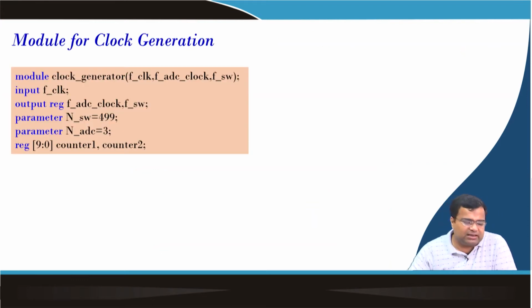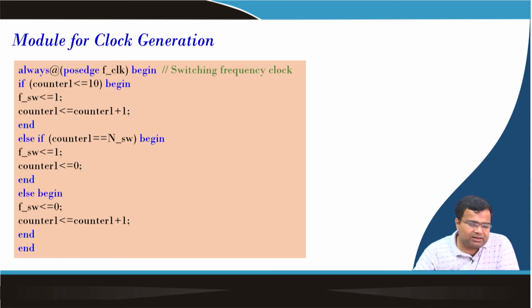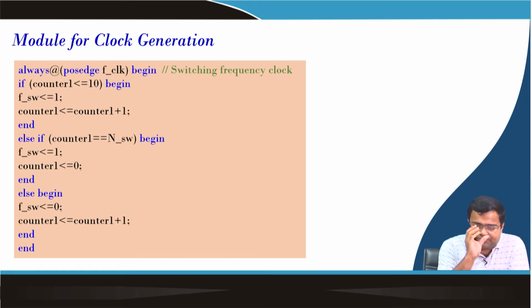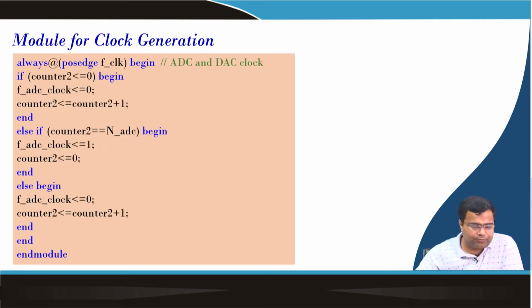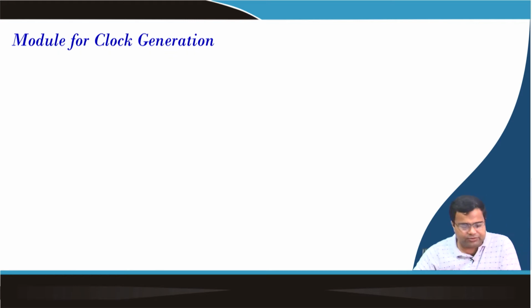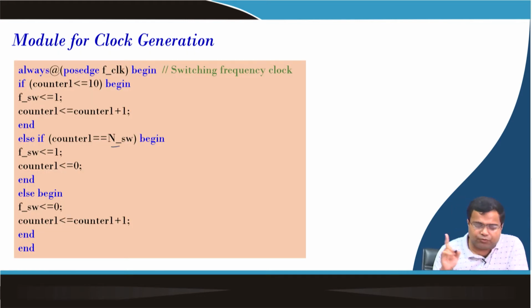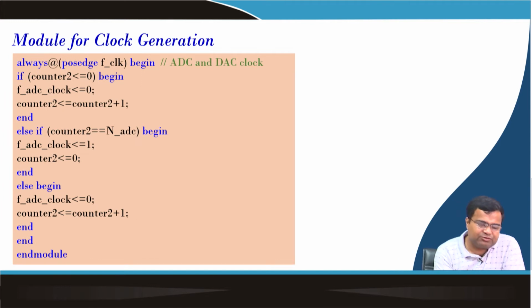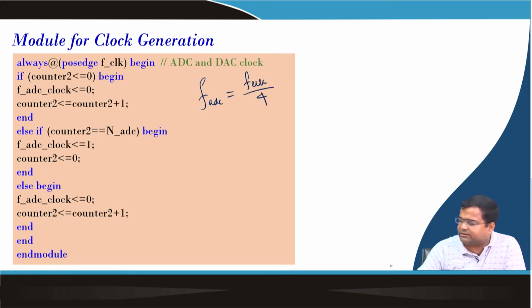So, the clock generator, I think we have discussed this block. It is the same block we have used for voltage mode and current mode. We want to generate a switching frequency clock, which will count up to 499, so NSW goes from 0 to 499. For the ADC, we want to generate F ADC, which is F clock divided by 4. That means it is 25 megahertz. So, this we have discussed earlier.